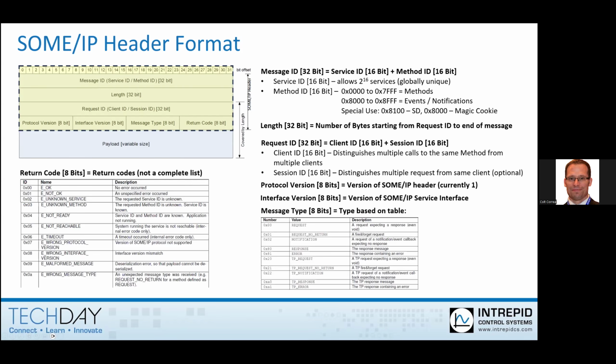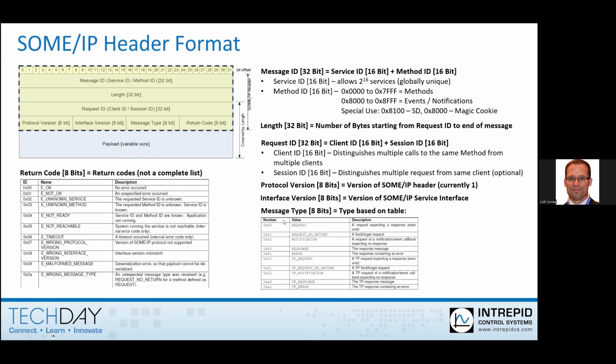So if you made two requests back to back, this session ID would come back in the response so that you know which response was associated with which request. So you have client ID, session ID, and then we have protocol version, which is currently fixed at 1. Interface version is a number so that in case the version changes, we know it's changed. And then message type and return code.